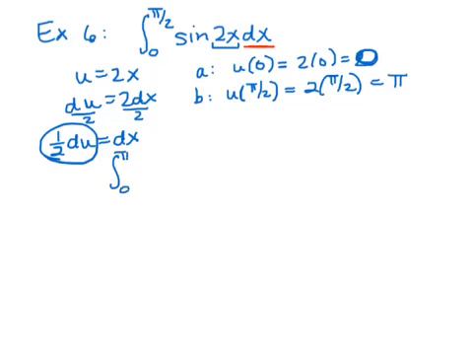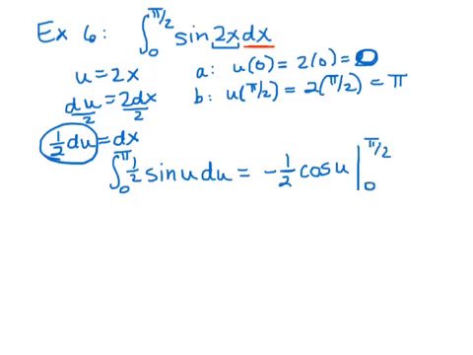So from 0 to pi, we're replacing 2x with u. We're replacing dx with 1/2 du. And then we take our antiderivative. Now, to get a sine in a derivative, you have to take the derivative of negative cosine. So when the sign changes, you have to take that into account. So we have a negative 1/2 cosine u, and this is going to go from 0 to pi.